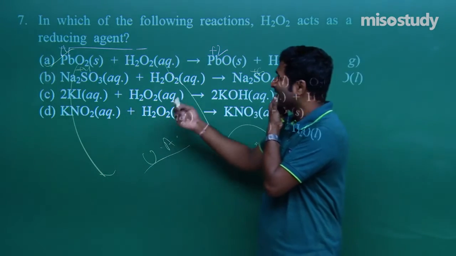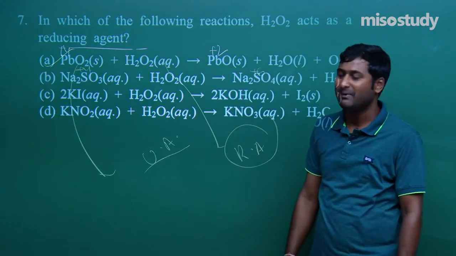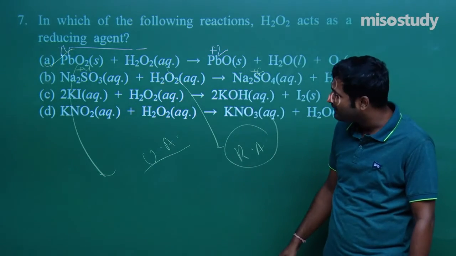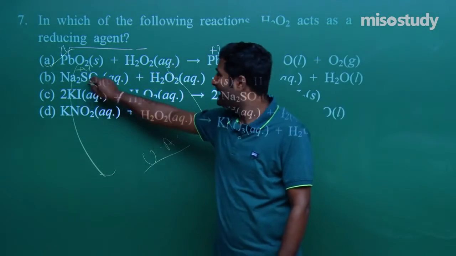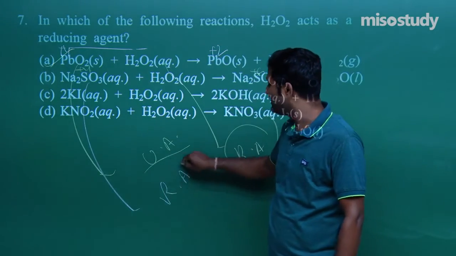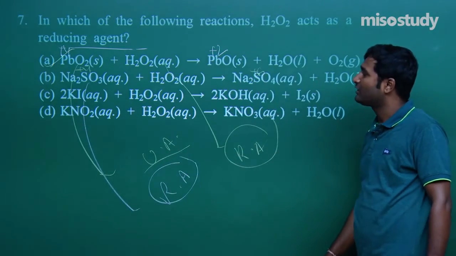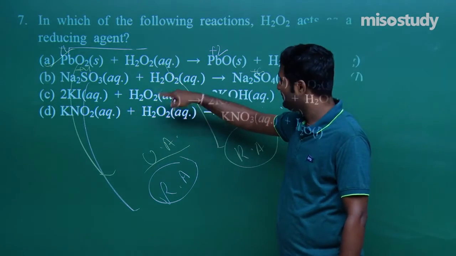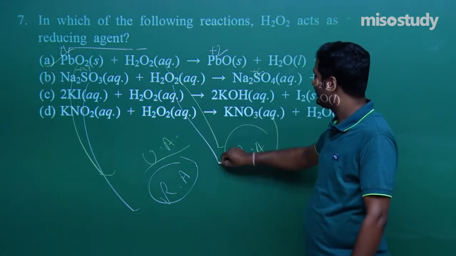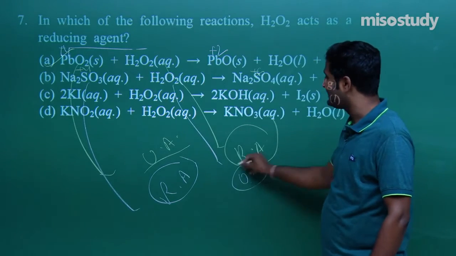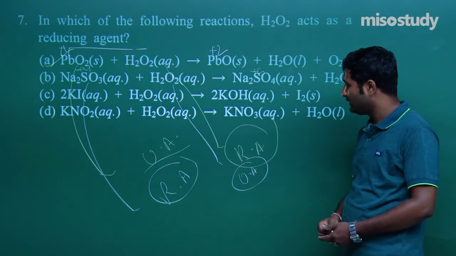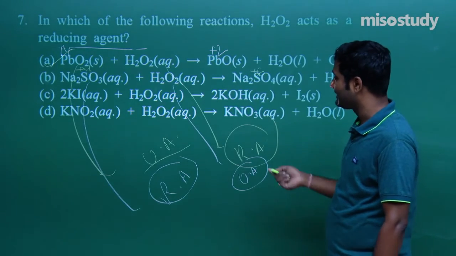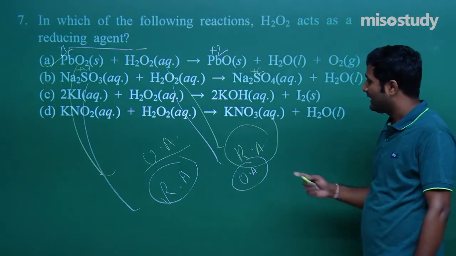Check it out. +4 to +6. There is an increment in oxidation state. If there is an increment in oxidation state, then it will behave as a reducing agent. Am I right or wrong? So you are right. Now, if it behaves as a reducing agent, then the other will behave as an oxidizing agent. Now one more thing, I have to check: +4 to +2 is a decrement, so that is an oxidizing agent, and this one is reducing.